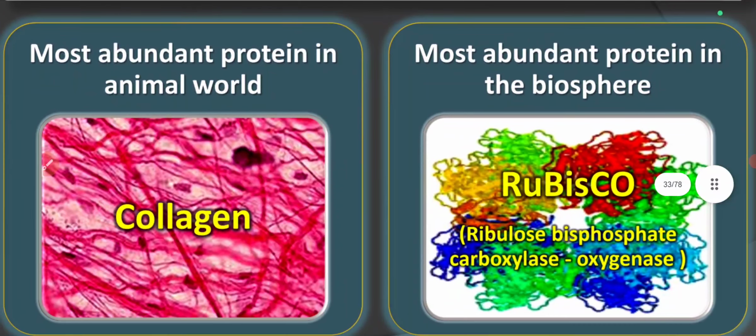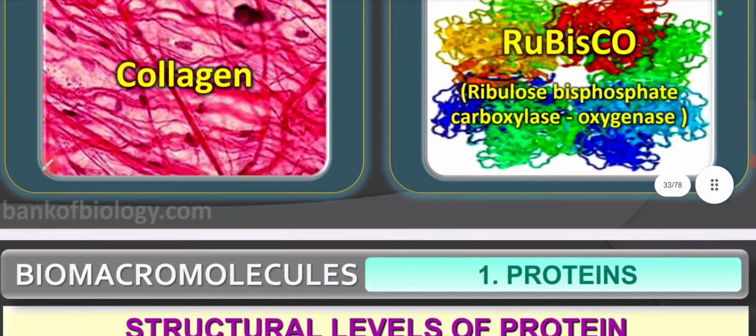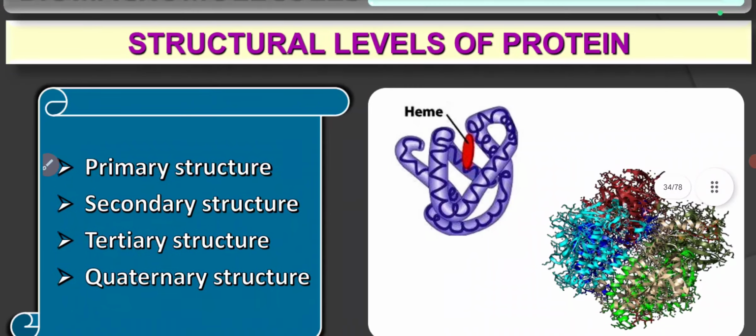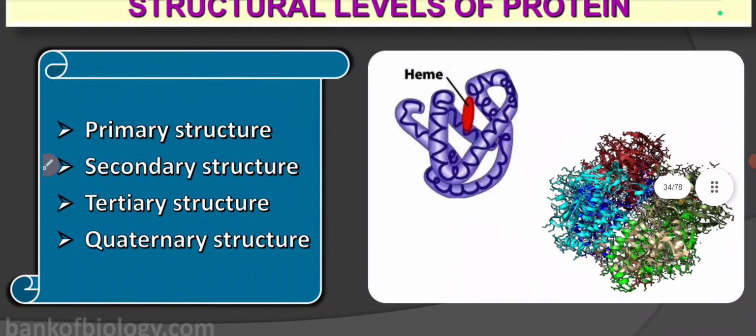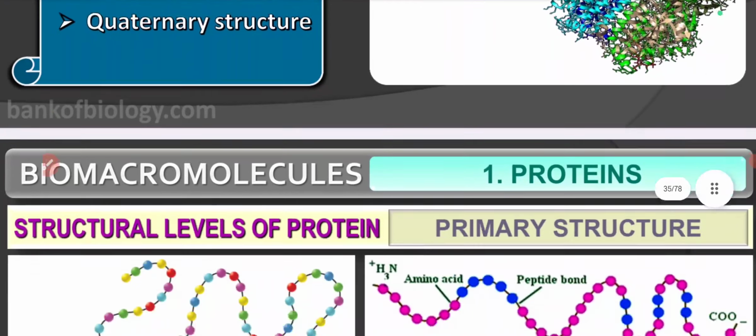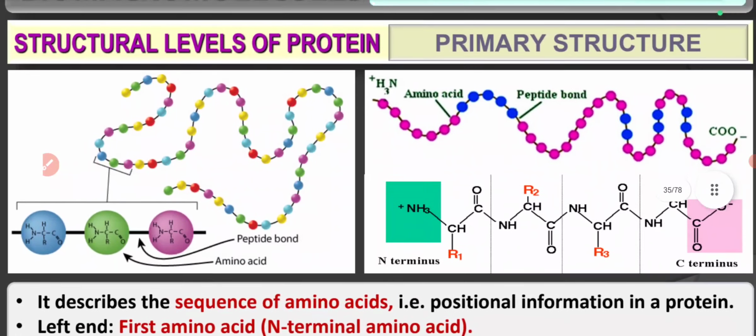The most abundant protein in the animal world is collagen. The most abundant protein in the biosphere is rubisco. Full form: ribulose bisphosphate carboxylase oxygenase. Structural levels of protein: primary, secondary, tertiary, quaternary. There are 4 different types of structural levels of proteins. Let's see. You can see the diagram.